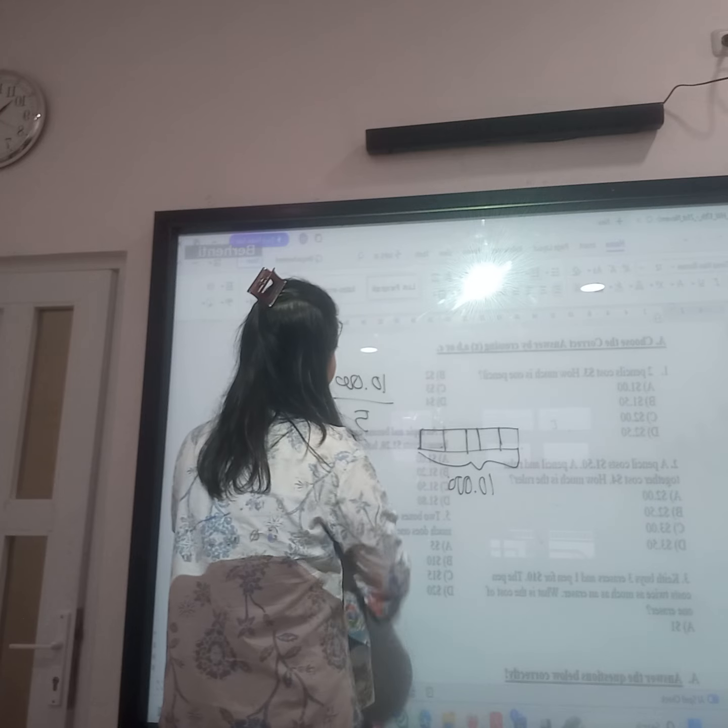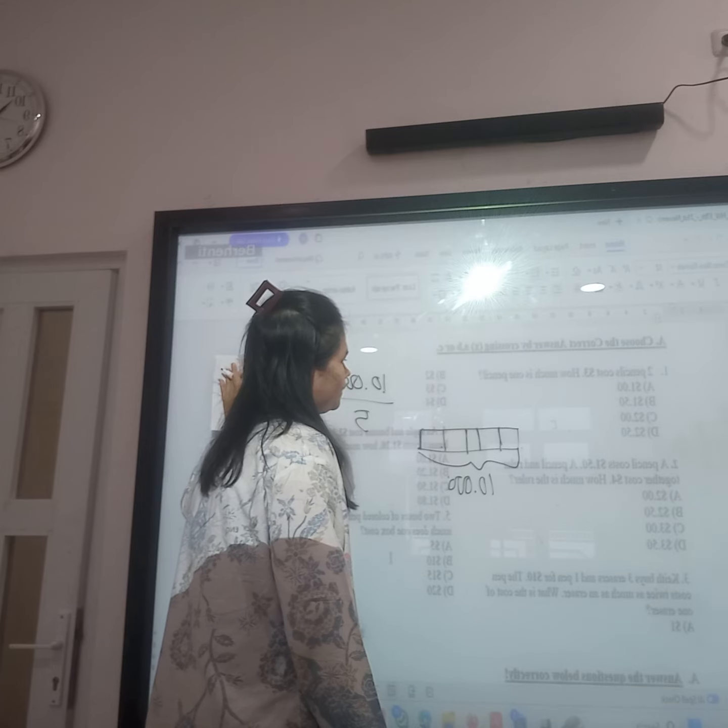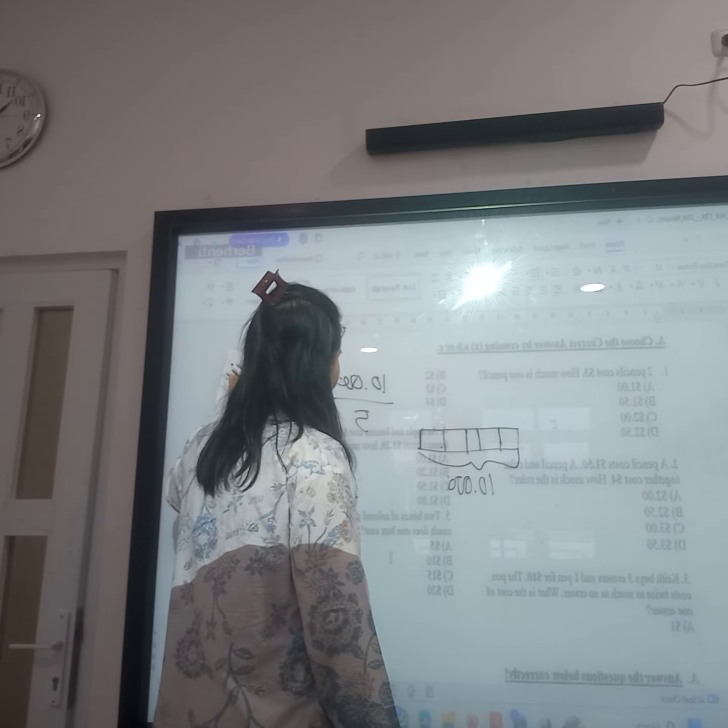B. So what is the cost of eraser? Yeah, $2. Okay.